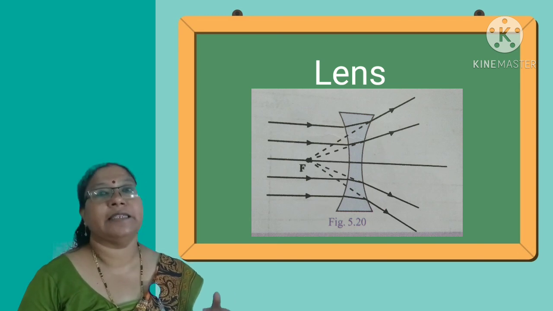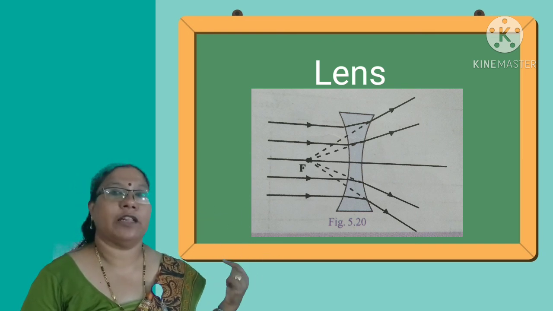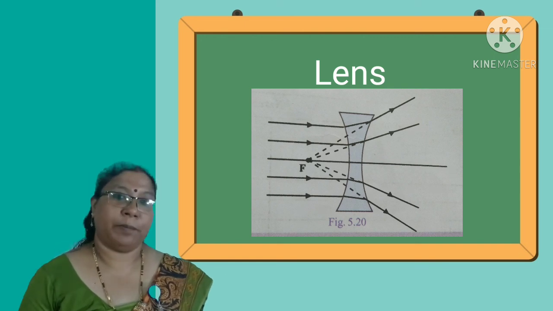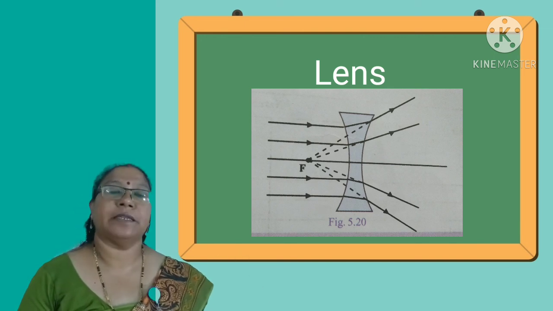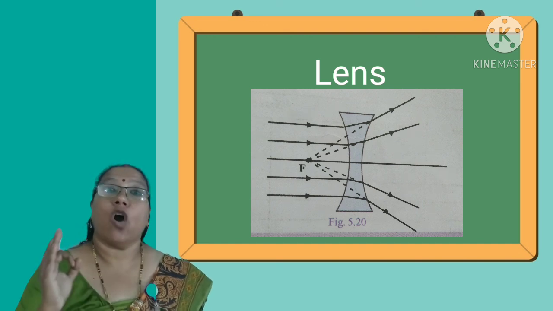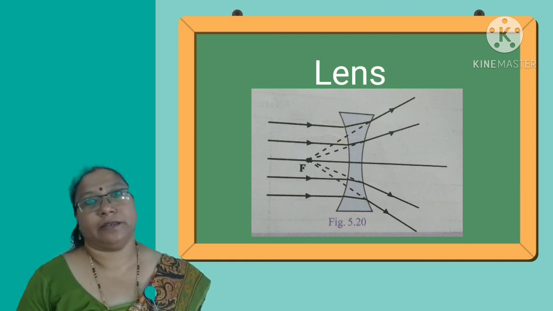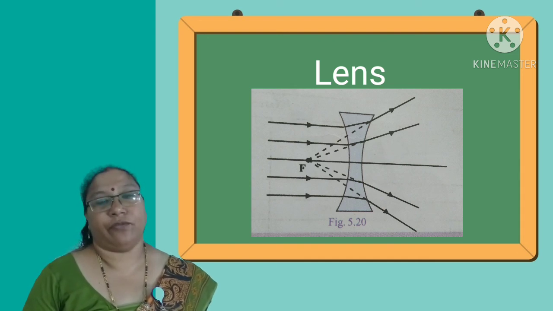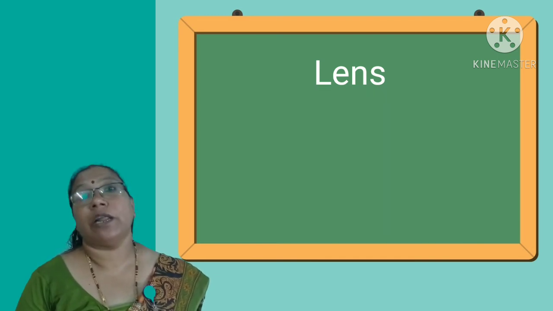Next, what you have to study is focal length. We have already studied the focal length of a mirror. Focal length of a mirror is the distance between the pole and the focus. Here, the focal length of a lens is the distance between the optic center and the principal focus. Understood? And that is represented as F. So this comes to the end of this portion. Then we will study about a ray diagram.